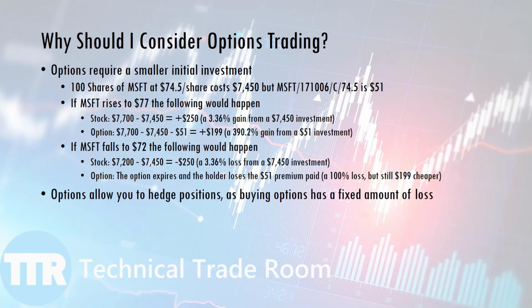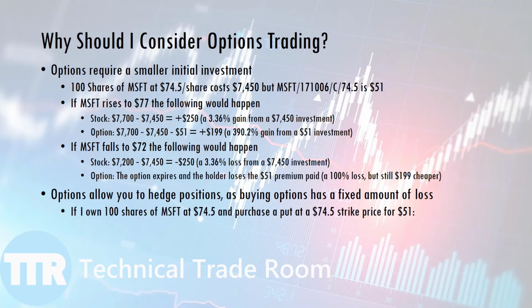The second reason you would want to consider adding options to your portfolio is that options allow you to hedge your positions, as a purchased option comes with a fixed amount of loss. Loss management is extremely important to successful trading. So let's make that a little easier to understand with an example. If I own 100 shares of Microsoft at $74.50 a share, I have an investment worth $7,450. Now, let's say I purchase a put option at a strike price of $74.50 for Microsoft at $51, and that's the cost to me.